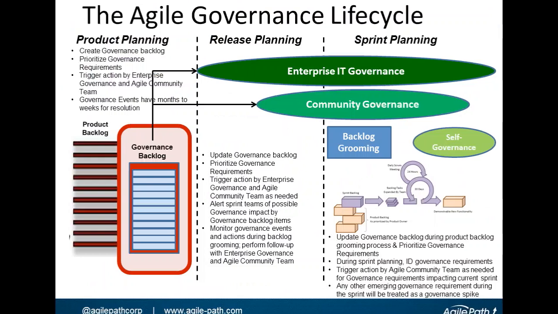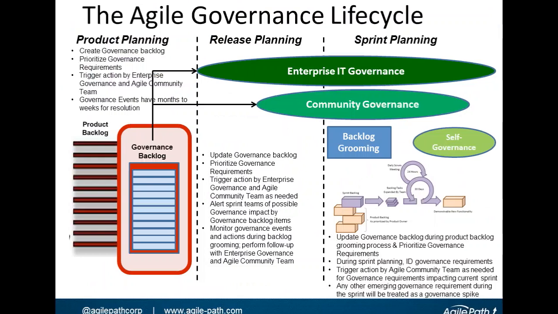The governance backlog, very simply, is a prioritized list of governance requirements that are identified during product planning, release planning, backlog grooming, and sprint planning. And as those governance priorities bubble up to the top of the governance backlog, they are triggered into the appropriate governance process mechanisms for resolution such that a decision can be made before a sprint team needs a decision made.